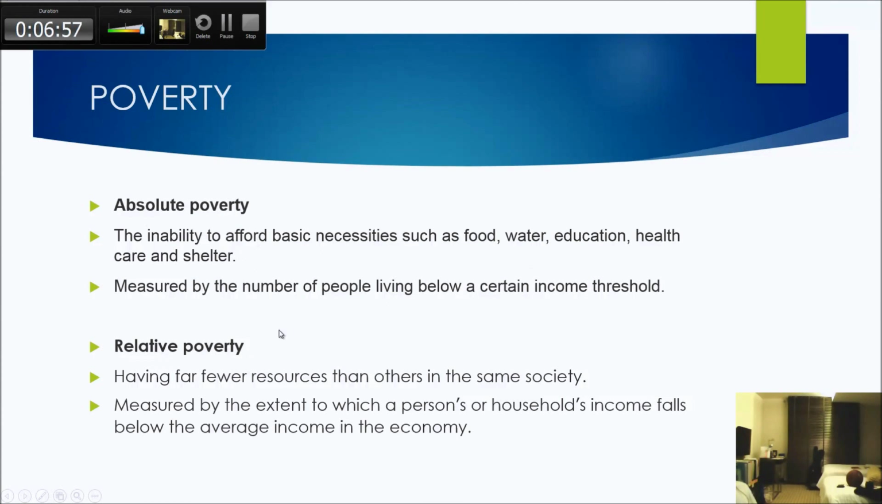And relative poverty is having far fewer resources than others in the same society. It's usually measured by the extent to which a person's or household's financial resources fall below the average income level in the economy. So they might still have a house, but it's not that good of a quality. It's below the average. So that is meant by relative poverty.